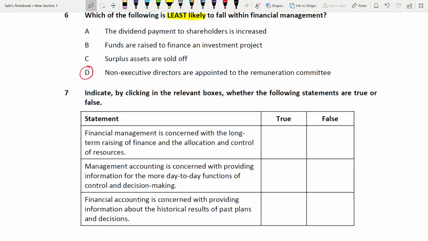So if you feel something is true, keep it true. Don't try to change your answer, thinking that some statements need to be true and some statements need to be false, that's why true and false is there. No, sometimes all could be true or all could be false, or sometimes there's a mixture of both true and false. Okay. So financial management is concerned with the long-term raising of finance and allocation and control of resources. It's true.